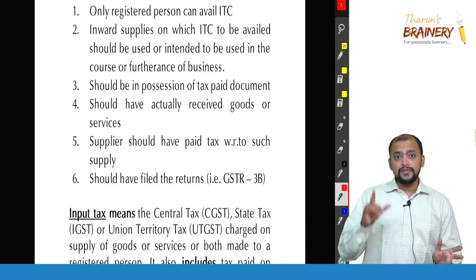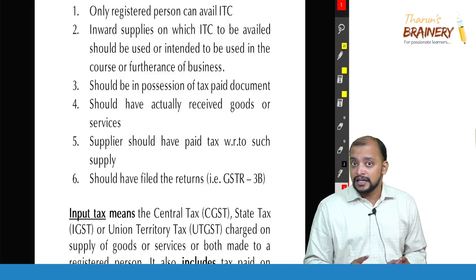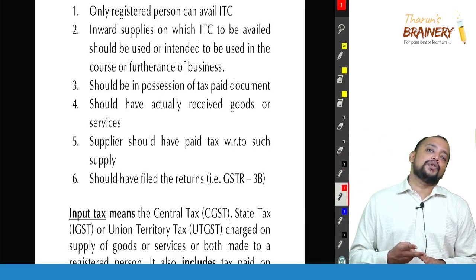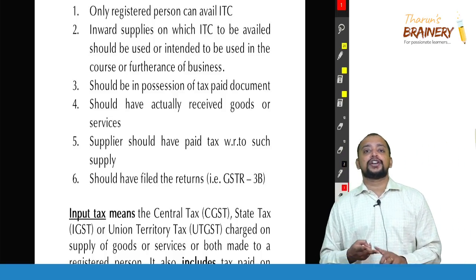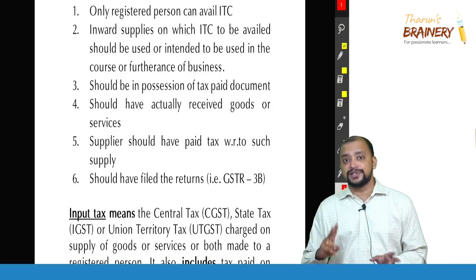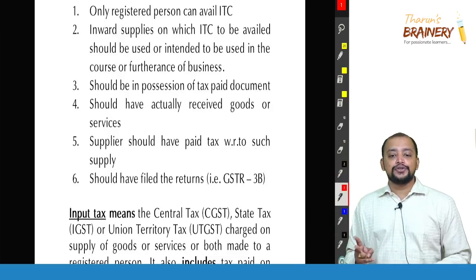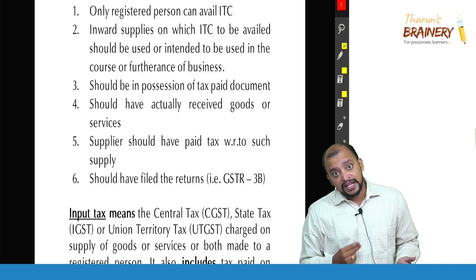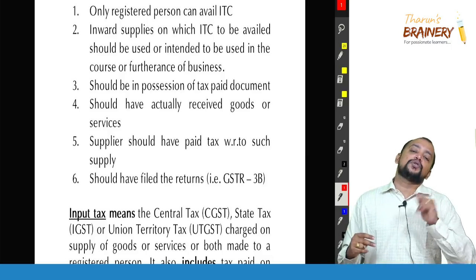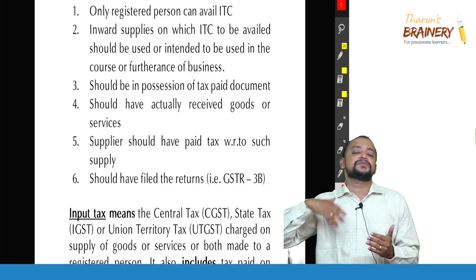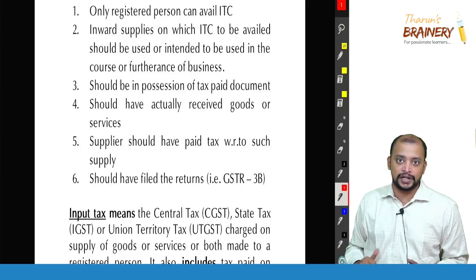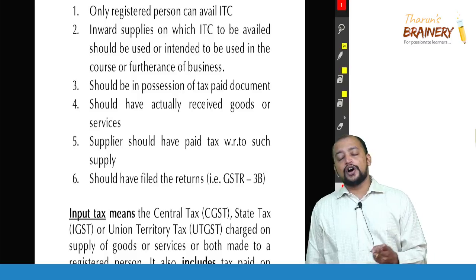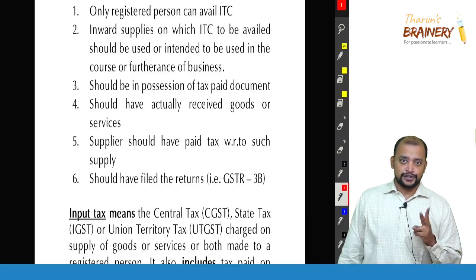Number 1, only a registered person can avail ITC. An unregistered person cannot avail ITC. And the inward supplies on which they want to avail ITC should be used or intended to be used in the course or furtherance of business. Used or intended to be used: it may not be used now, it may be used in future, but they can still take credit now. In the course of business means for their existing business; furtherance means for some business which they are going to start in future.